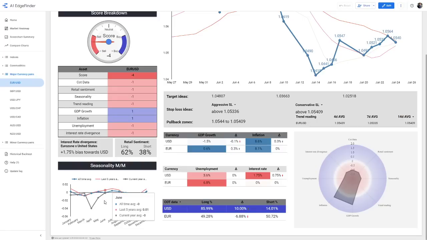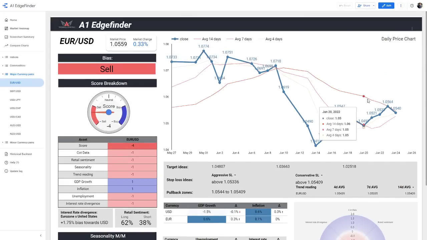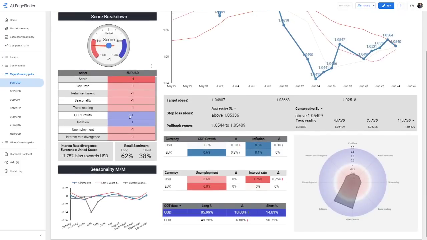Seasonality is next. We could take a look at the month of June, and June is basically break even for EURUSD historically. So not too much there, but it still gets a negative. I guess it's slightly negative for the month. Trend reading: we have a slight negative downward trend, so that gets a -1.